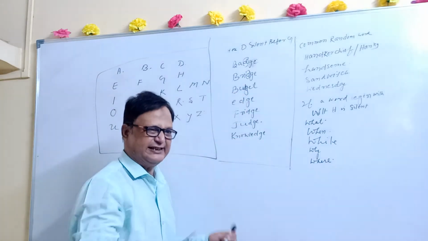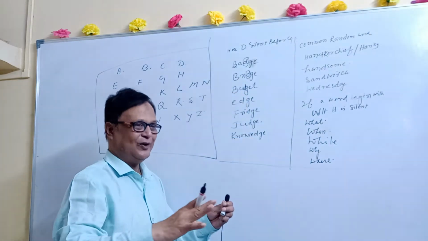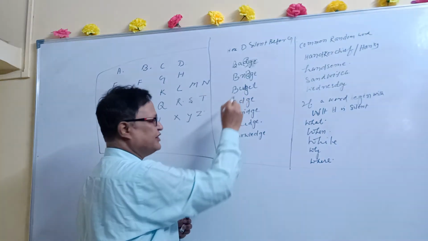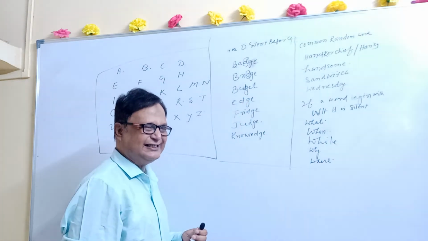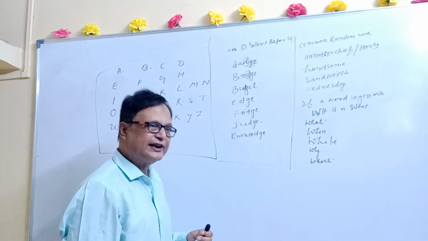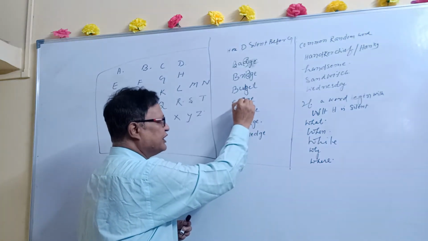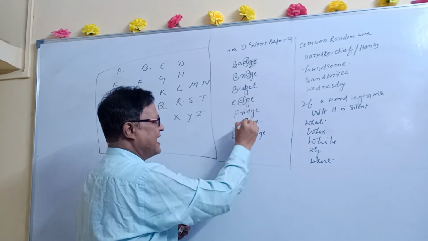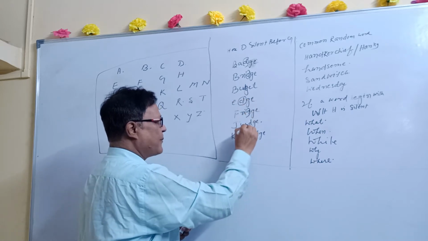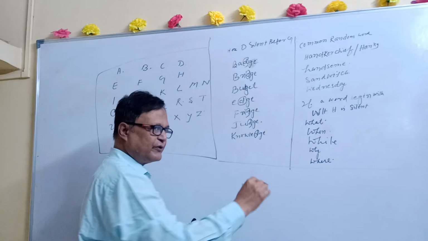Budget: the D will not be pronounced. Like this, you will not pronounce the D, and you complete your pronunciation over here.